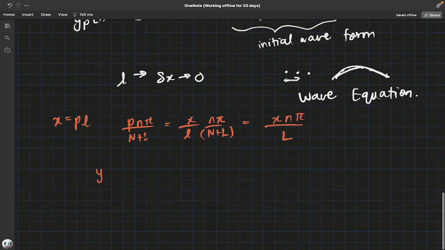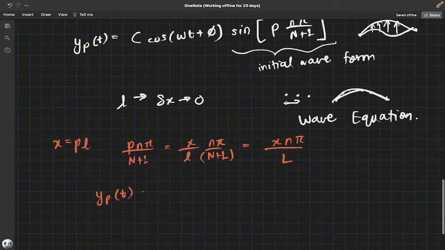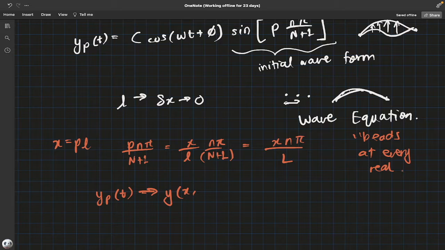So our solution, y sub p of t, instead of indexing discretely for each bead, once we do the continuum limit, we're going to have x. So we're going to have beads at every real number, because x is in the domain of real numbers.